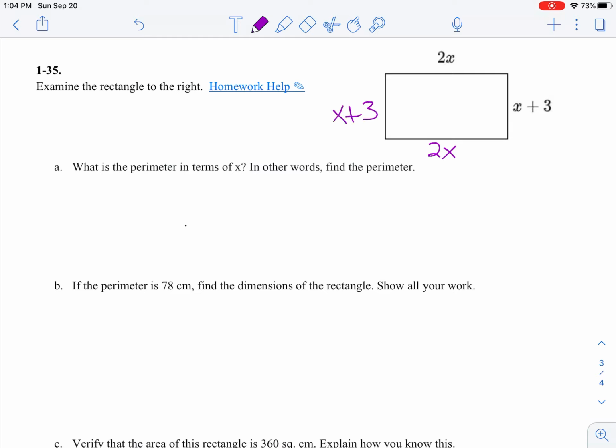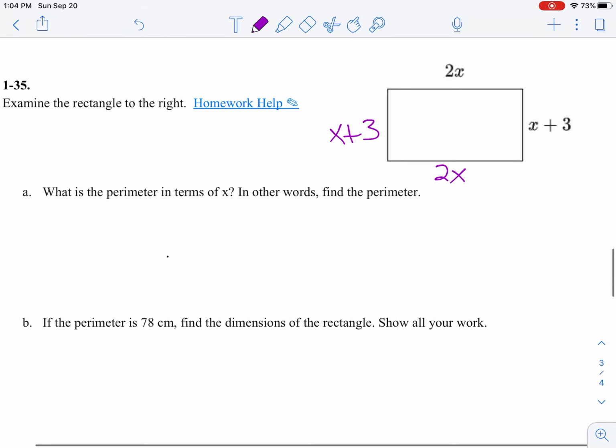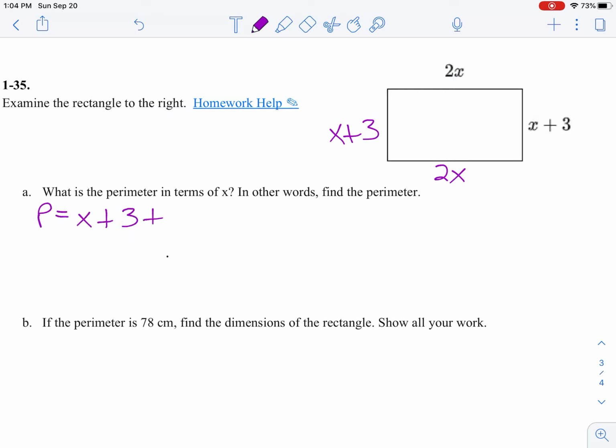Since this is a rectangle, opposite sides are going to be equal to one another. And perimeter means that we want to add all the sides together. So in terms of x, to get the perimeter, I am going to say perimeter equals x plus 3 plus 2x plus x plus 3 plus 2x. So now I've added all of the sides together.